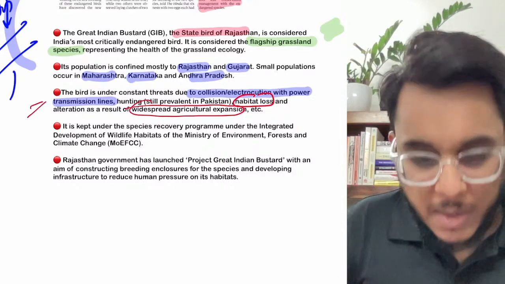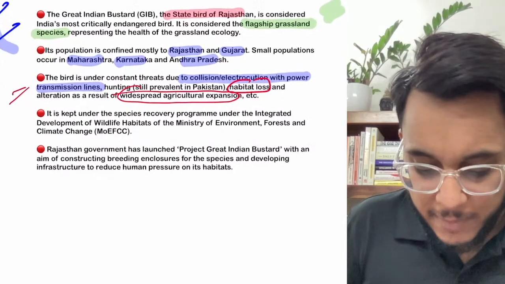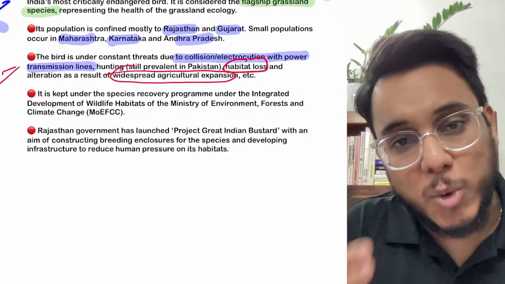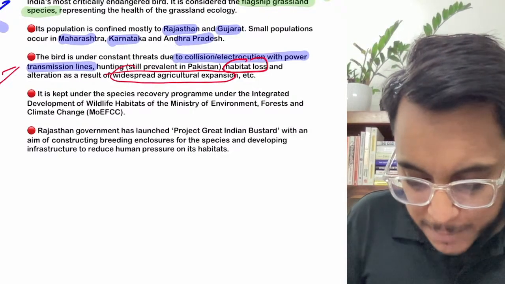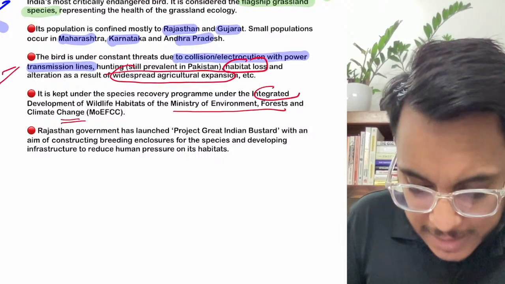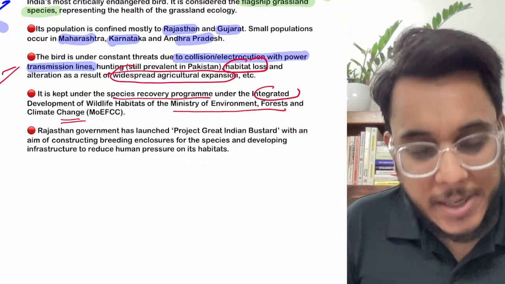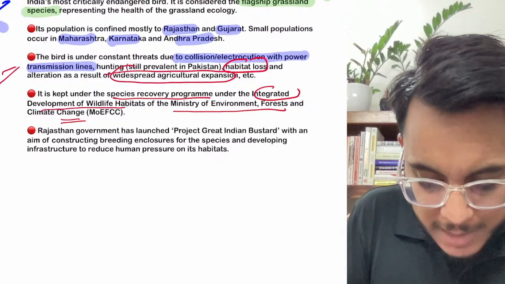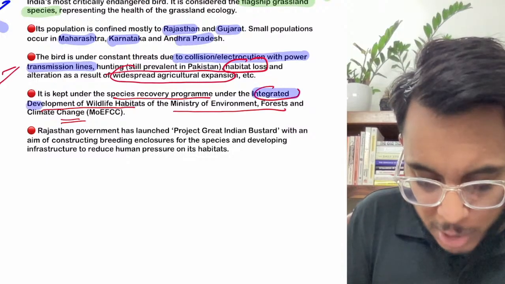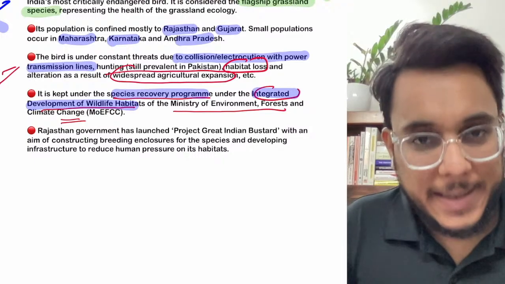So this is all the problem: the number of great Indian bustards has been reduced to less than 150. Now guys, for their recovery as well as for their upkeep, dedicated programs have also been announced. For example, the Ministry of Environment, Forest and Climate Change has started the species recovery program for the great Indian bustard under the integrated development of wildlife habitats. Okay, so under the integrated development of wildlife habitats, the species recovery program is focusing on the great Indian bustard.